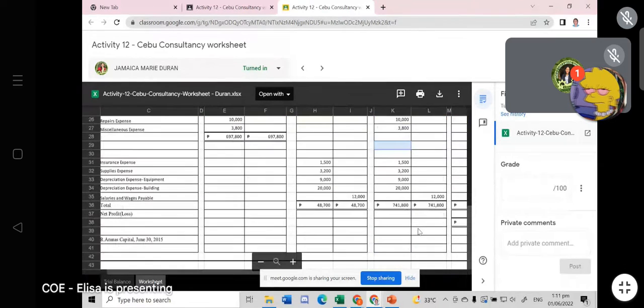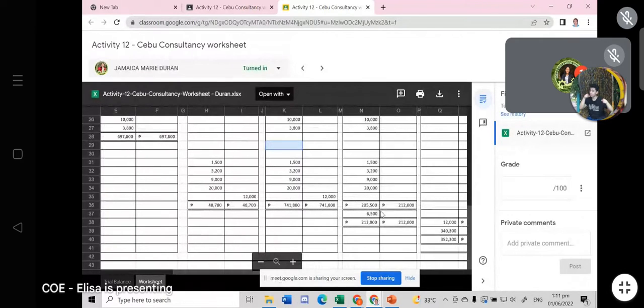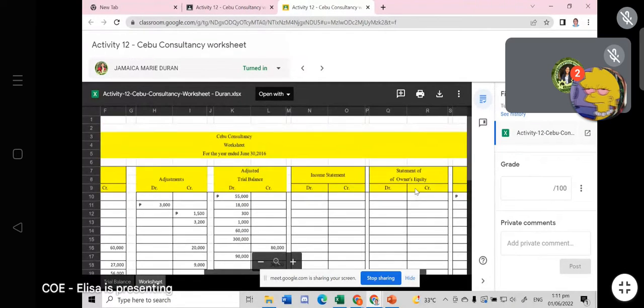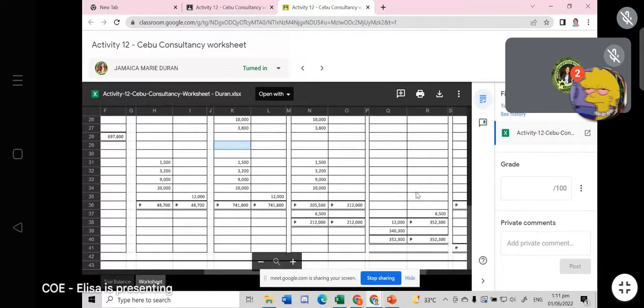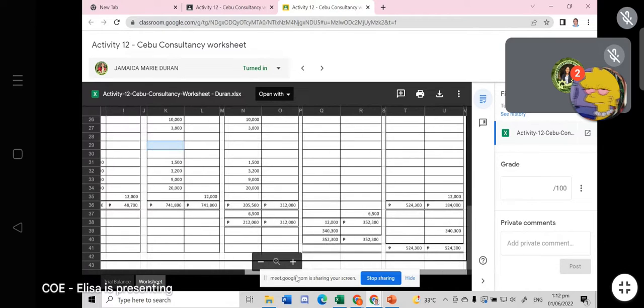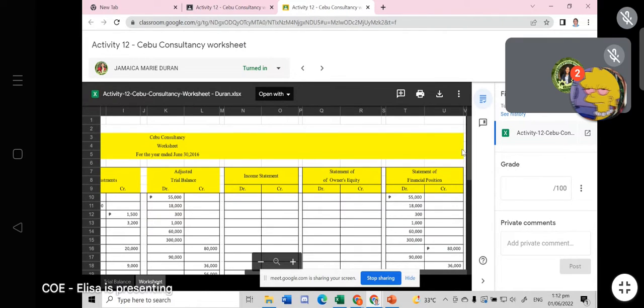So let's go to your adjusted trial balance, and then let's go to your income statement. So that's correct, 6,005. And then looking into your statement of owner's equity, the ending owner's equity is 340,300. And then you forwarded that to your balance sheet, so 340,300. So that's correct.